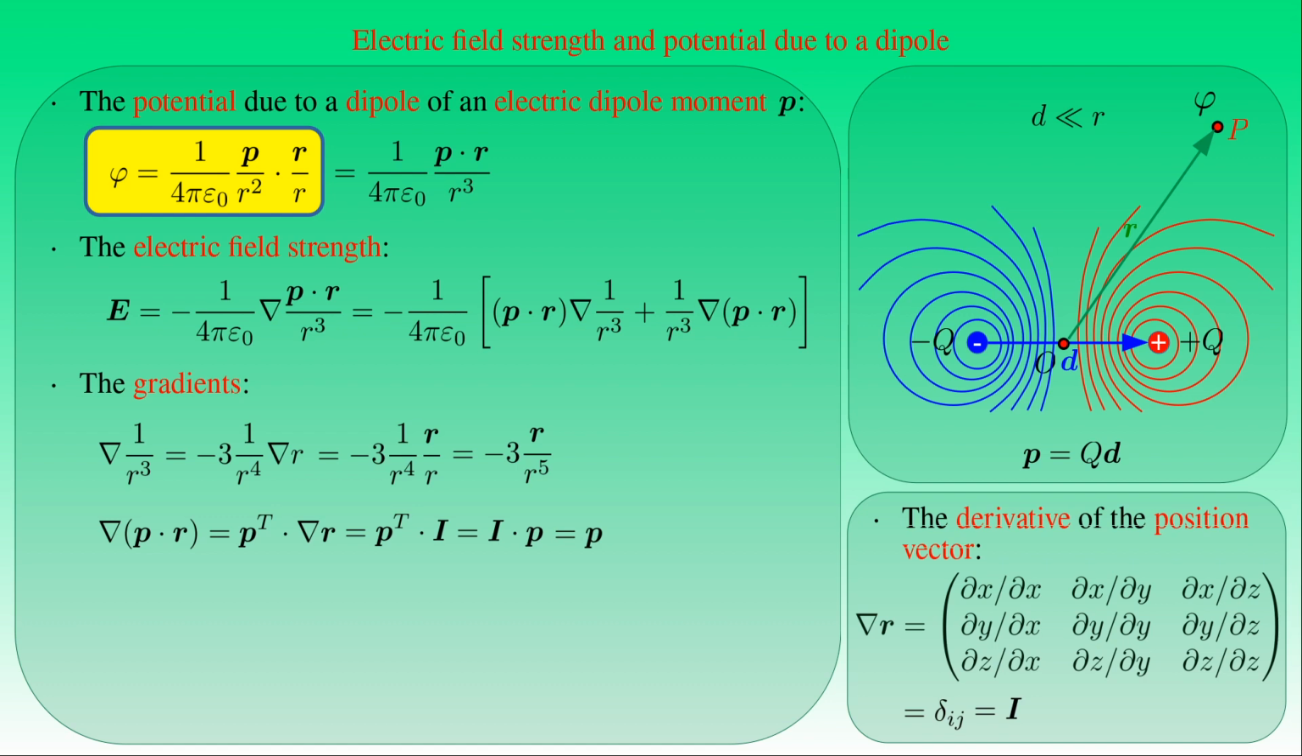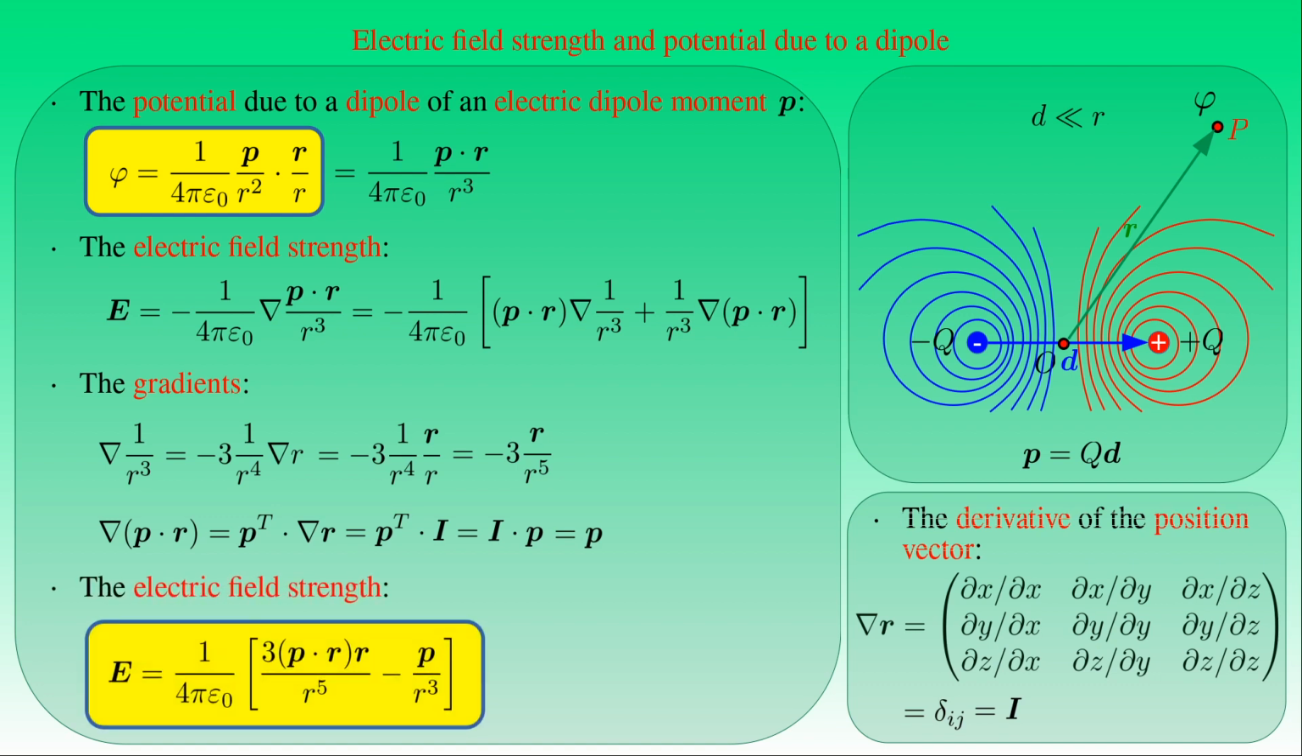If we substitute this result into the original equation, the electric field strength E due to a dipole with the electric dipole moment p at the point P described by the position vector r can be written as 1 over 4 pi times epsilon naught, times the difference between 3 times the dot product of p and r times the position vector r over its magnitude to 5, and the electric dipole moment p over the magnitude r to 3.